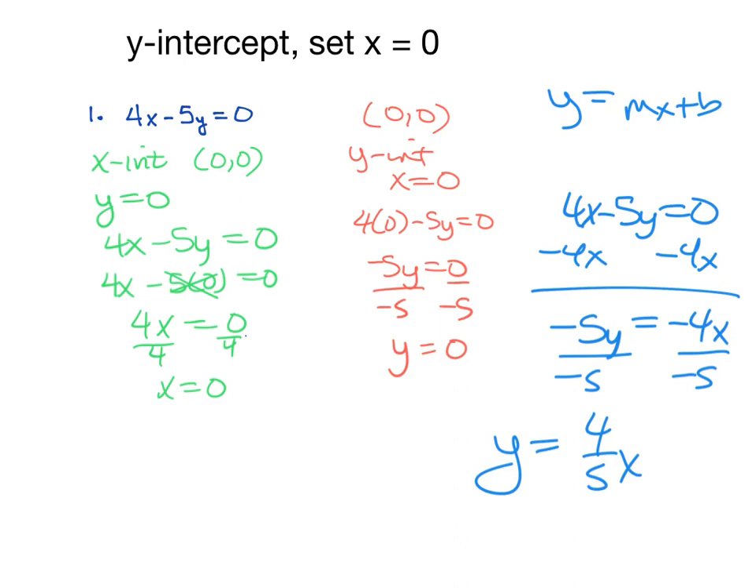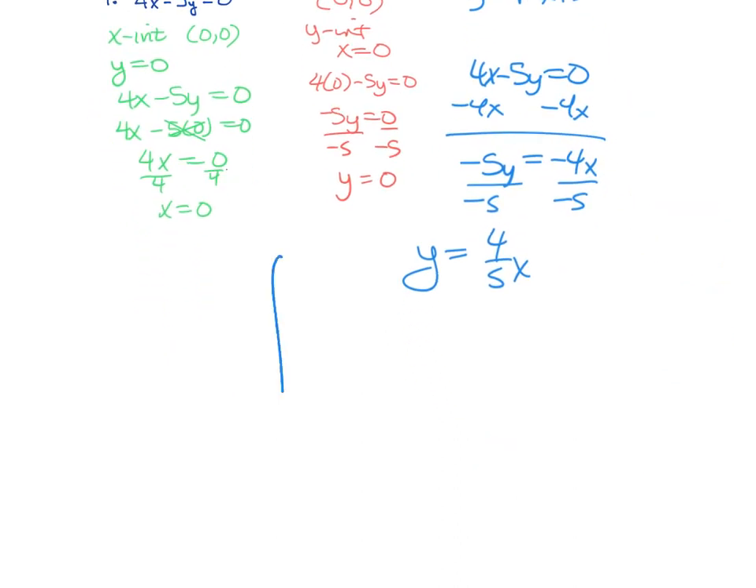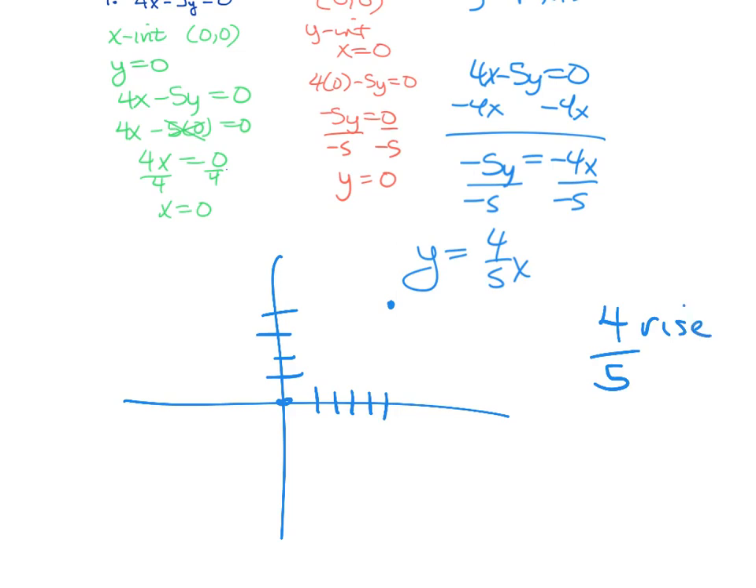But then from that 0, 0, I now can move up 1, 2, 3, 4, and then run 1, 2, 3, 4, 5. So then I could put another point here. So again, my rise and my run. So then I can connect the points. All right, next slide.